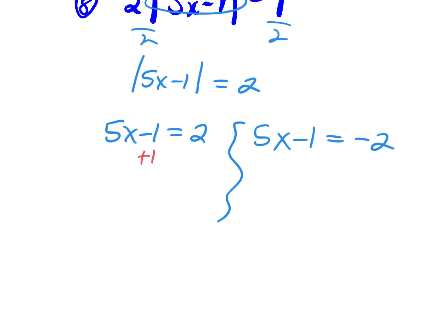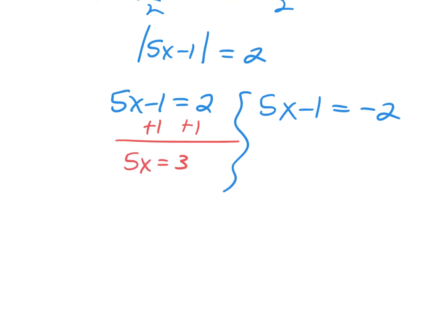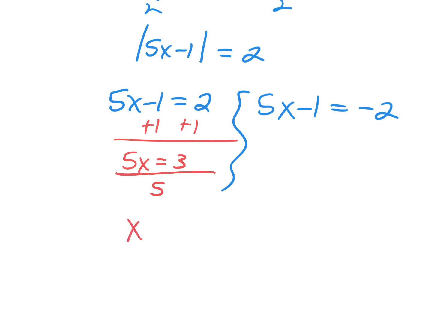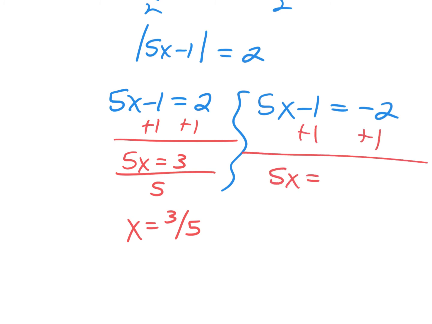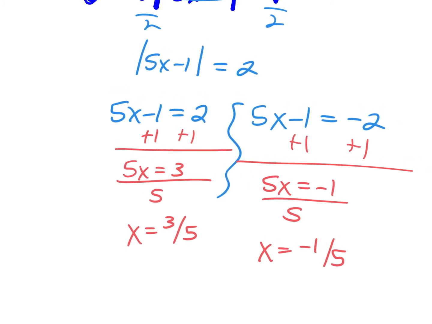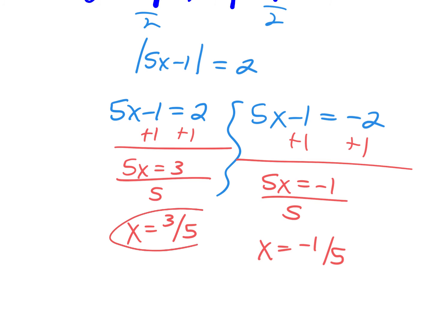So I'm going to add 1 to both sides, and I get 5x equals 3. Divide both sides by 5, and I get x equals 3 over 5. On the right-hand side, I'm going to add 1 to both sides. 5x equals negative 1. Divide both sides by 5, and I get x equals negative 1/5. What should I do with my answers? You should go back and check. These work. I'm not going to check them right now because we're a little short on time, but you should go back and check.